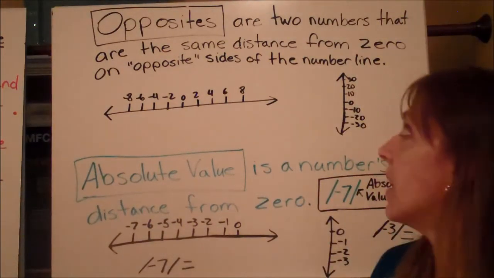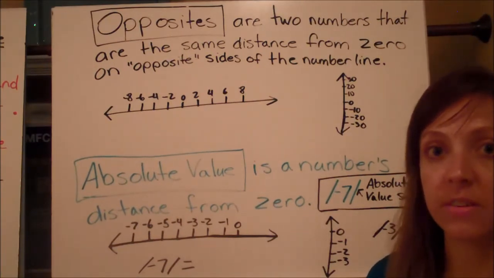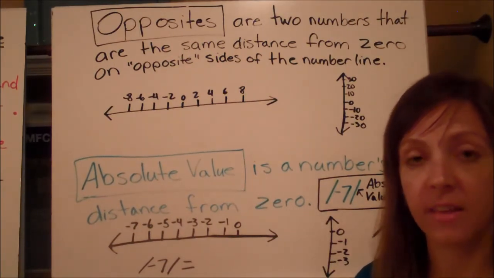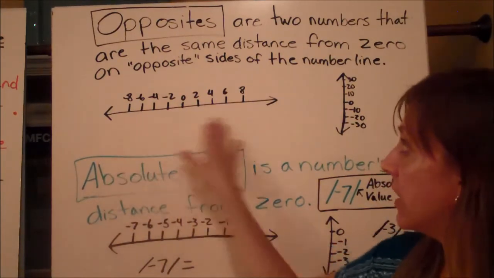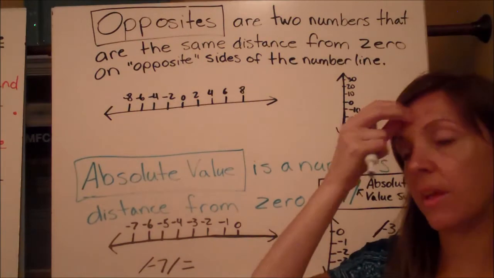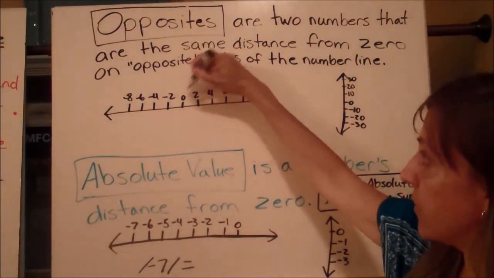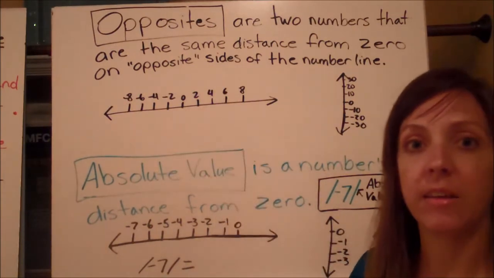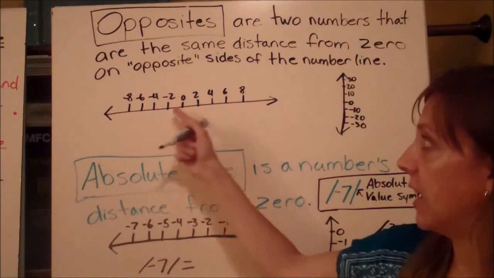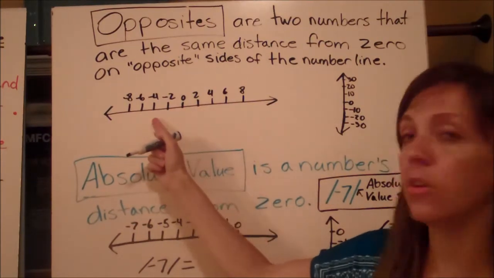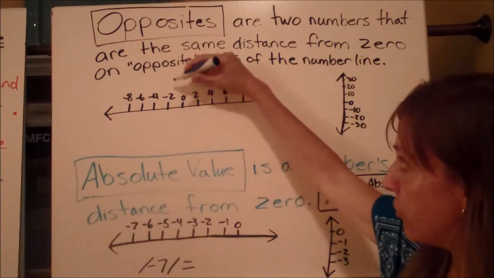Opposites. Opposites are two numbers that are the same distance apart on opposite sides of the number line. We have a number line here, and let's take a look at some of the opposites that we can find on this number line. First, I have this number line numbered counting by 2's. So on this side we have 2, 4, 6, 8, and on the left side we have -2, -4, -6, -8.